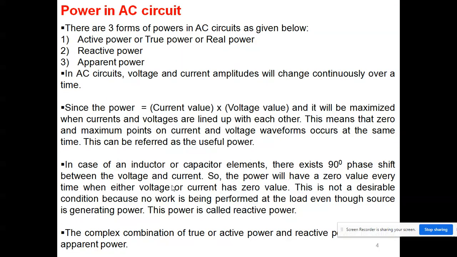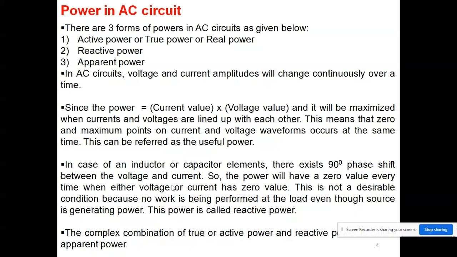Now I'm coming to the topic known as the power in AC circuit. When I'm talking about the power in AC circuit, it can be divided into three parts. The first is the active power, which you can call the true power or the real power. Then reactive power, and the third one is the apparent power.